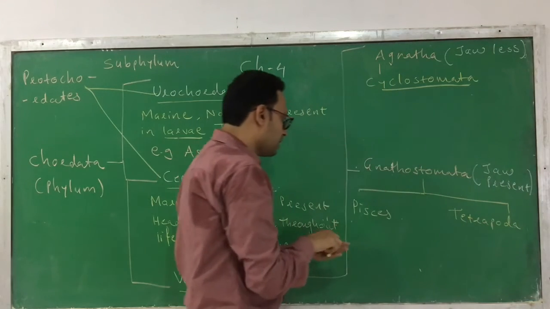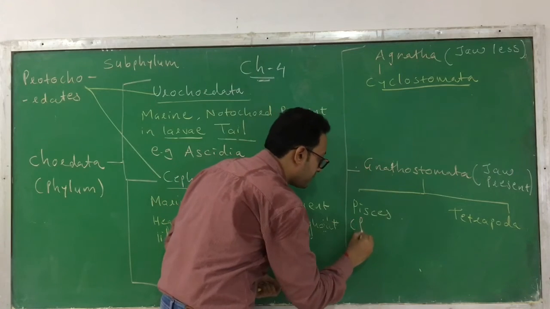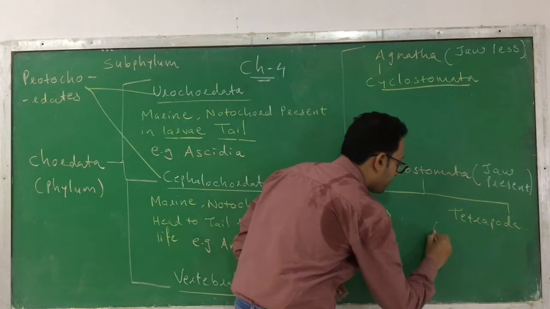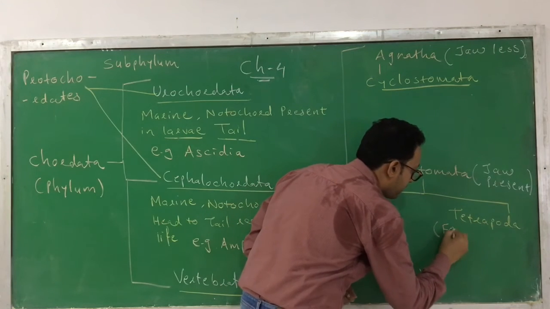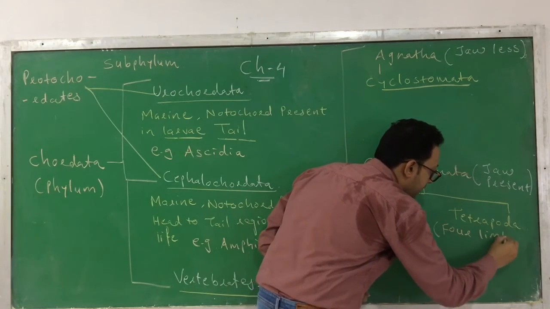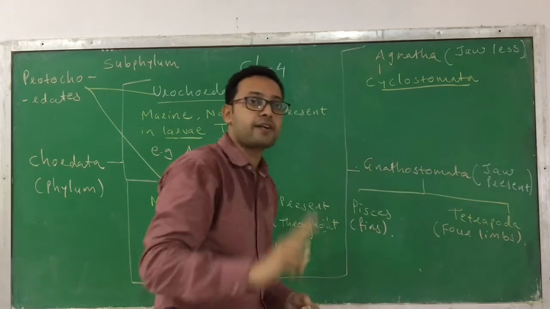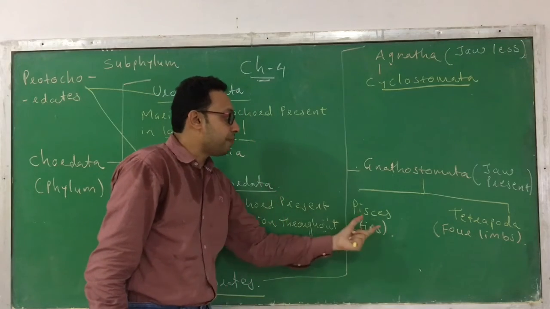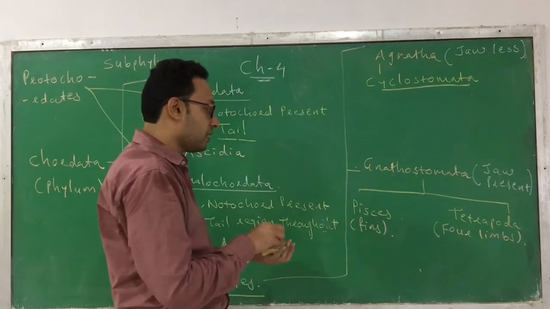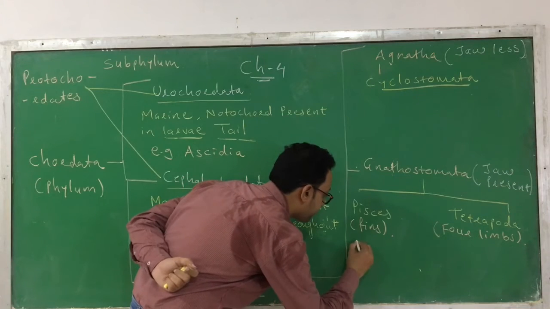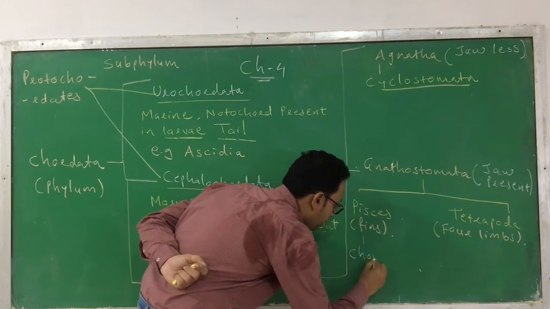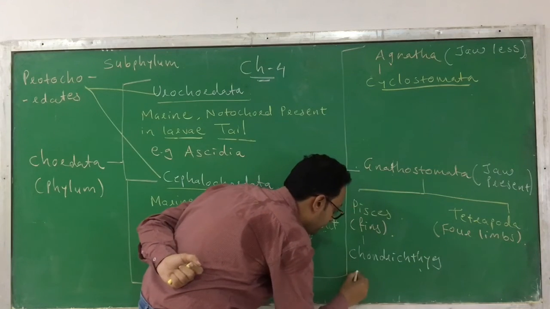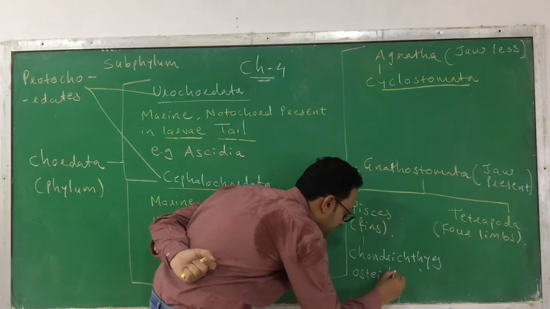So what is Pisces? Pisces means those that have the presence of fins. And what is Tetrapoda? Tetra means four, poda means limbs. They have two pairs of limbs, or four limbs, and they fall under the Tetrapoda. Now the Pisces, that means they possess fins, which is further divided into two types. Which are they? First, Chondrichthyes, and the second one is Osteichthyes.